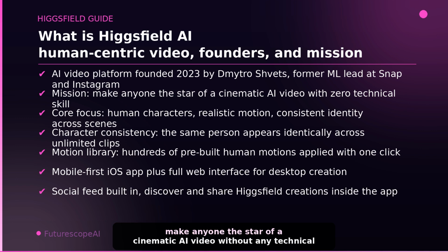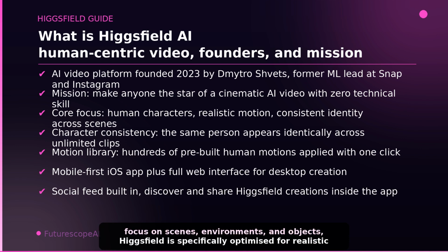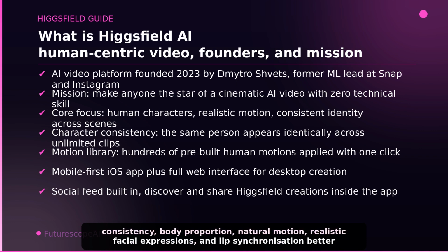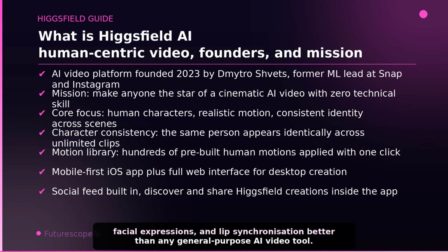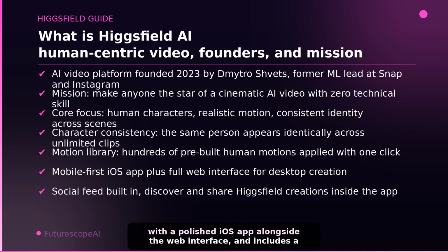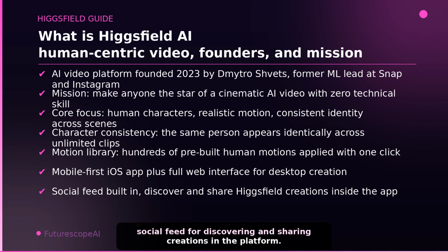Where most AI video tools focus on scenes, environments, and objects, Higgsfield is specifically optimized for realistic human characters. The platform handles face consistency, body proportion, natural motion, realistic facial expressions, and lip synchronization better than any general-purpose AI video tool. Higgsfield has a strong mobile-first approach with a polished iOS app alongside the web interface, and includes a social feed for discovering and sharing creations in the platform.